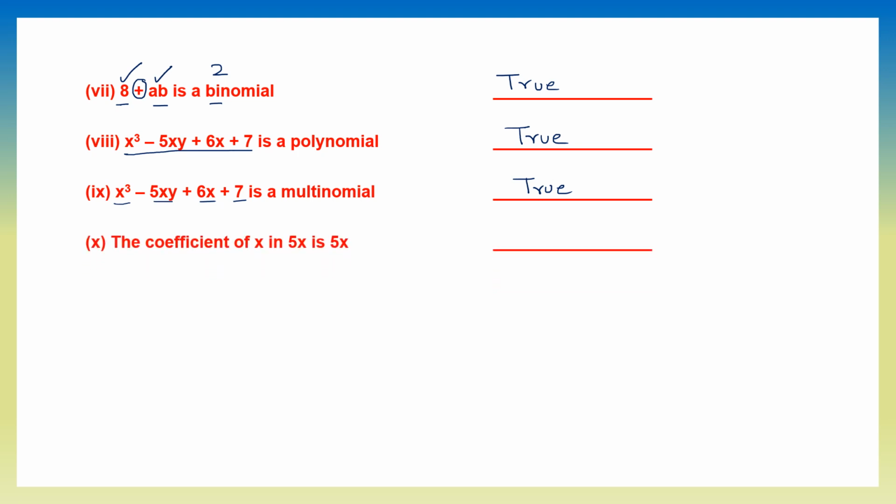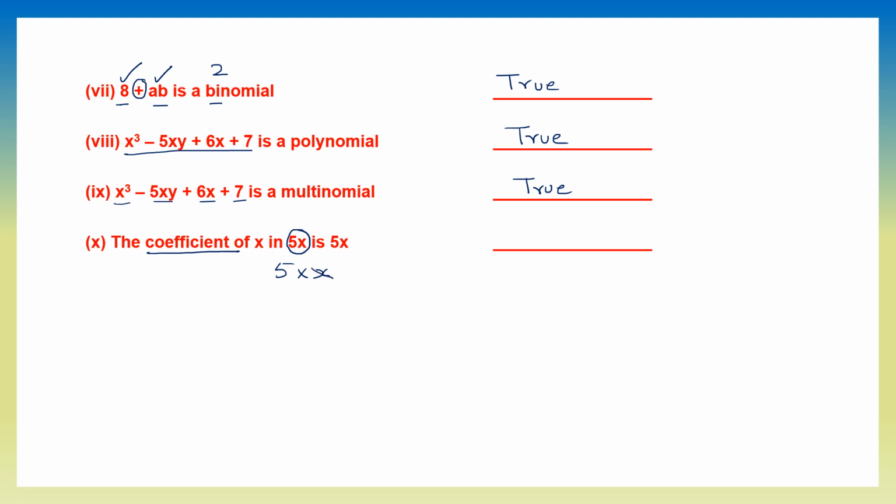Question 10. The coefficient of x in 5x is 5x. Now, what is the meaning of a coefficient? Now, there are factors here. 5x means 5 into x. So, if I say what is the coefficient of 5, the remaining factor, which is x, will be the coefficient of 5. So, what is the coefficient of x? We leave out x and say the remaining, which is 5.